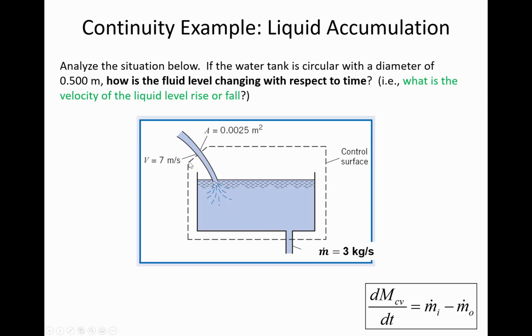We know some properties of the jet that's coming in. There's a stream of water coming into the tank, and the cross-sectional area of that stream is 0.0025 square meters. You can see the velocity as well. So what you need to do is calculate the mass flow rate in, and the mass flow rate out is already given as 3 kilograms per second. Let's find the rise or fall of the liquid level with the given diameter of 0.5 meters. Hopefully that gives you the clue that you'll need to calculate the cross-sectional area of the tank as well.